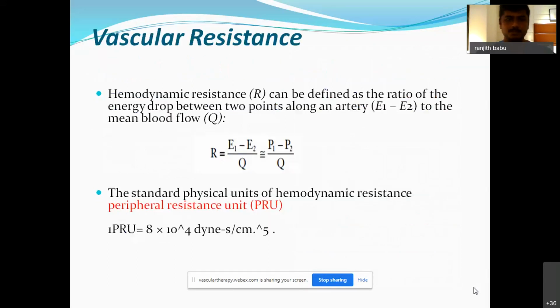Next concept I will move into is vascular resistance. The hemodynamic resistance can be defined as the ratio of the energy drop between 2 points along the artery to the mean blood flow, or the pressure difference between the 2 points divided by the mean blood flow, just like the normal Ohm's law of the electric circuit. The standard physical unit of hemodynamic resistance is the peripheral resistance unit, that is PRU. One PRU is equal to 8 into 10 to the power of 4 dynes per centimeter.